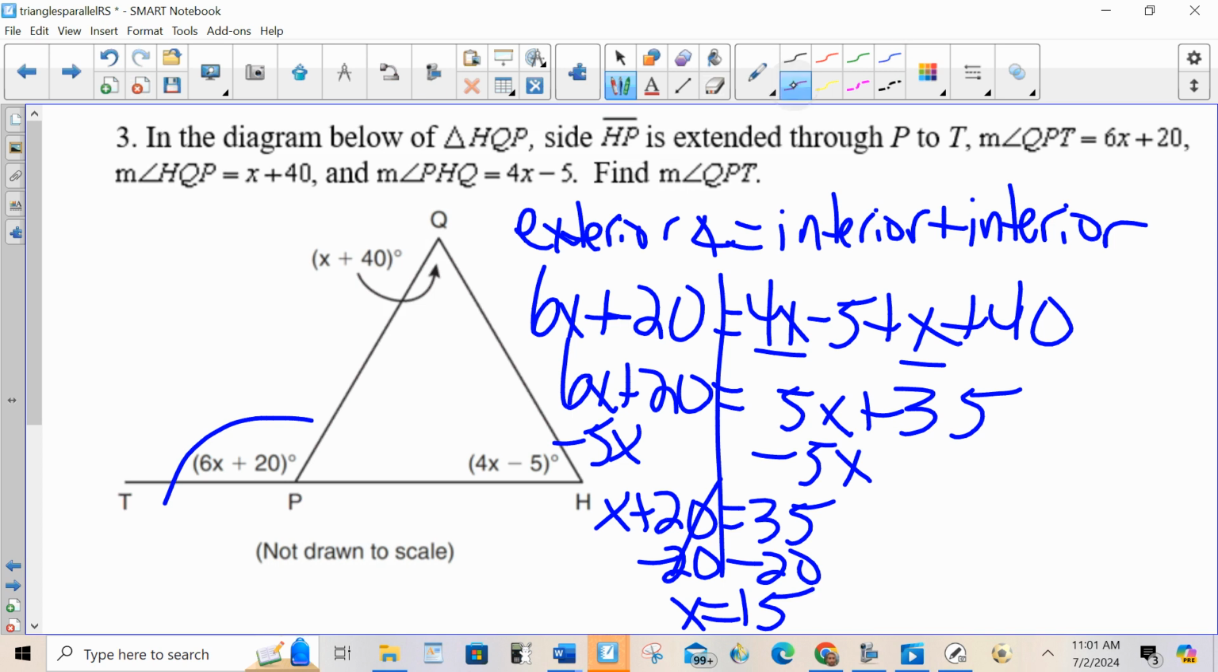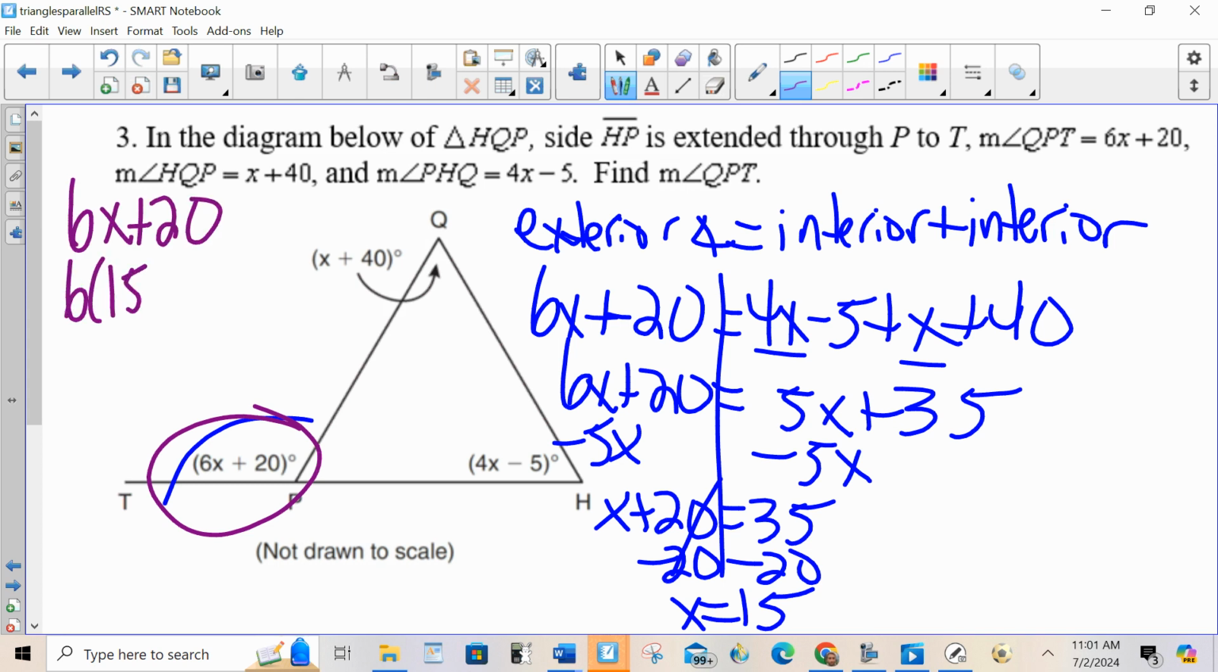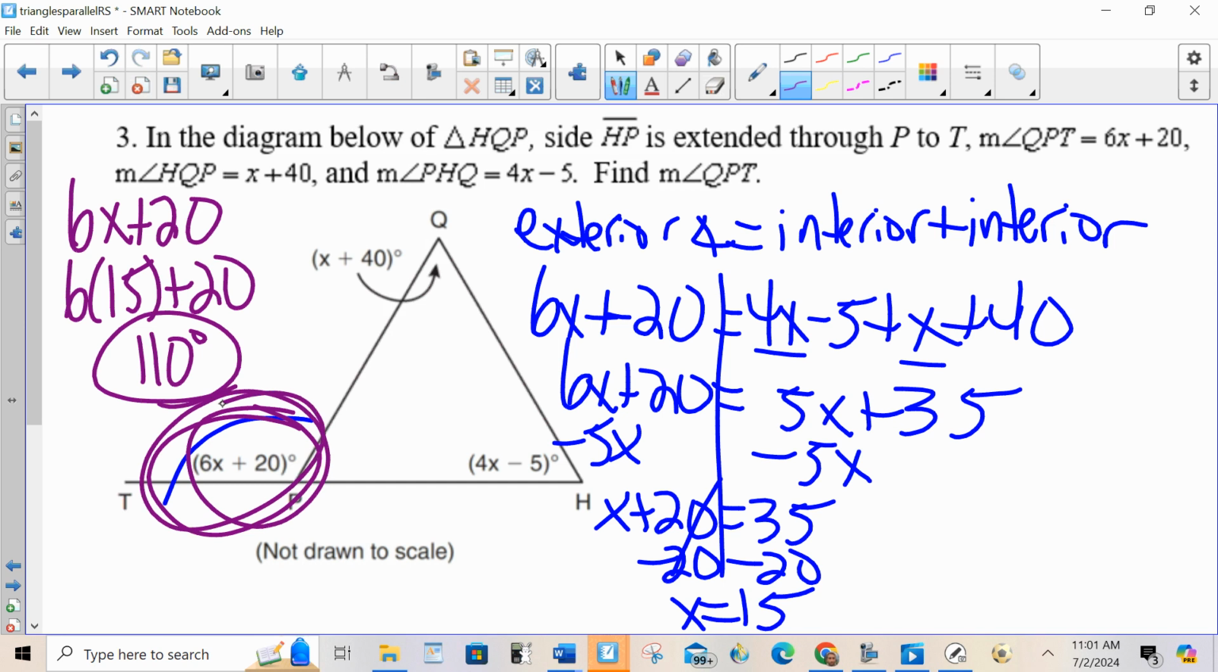It's asking for angle QPT. Well, QPT is 6x plus 20. So it is 6 times 15 plus 20, which is 110 degrees. When you have an exterior angle, the exterior angle is equal to the sum of the two interior angles that aren't touching the exterior angle.